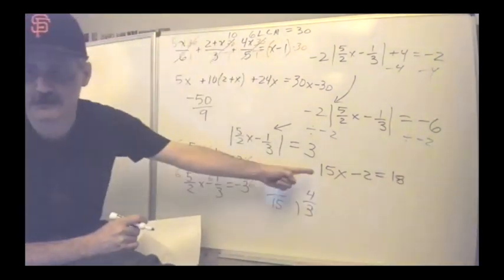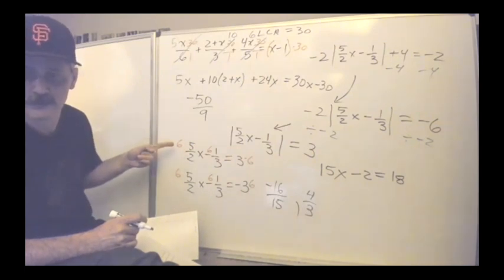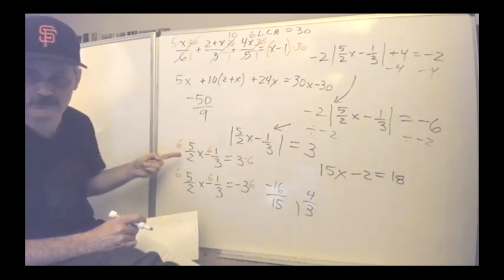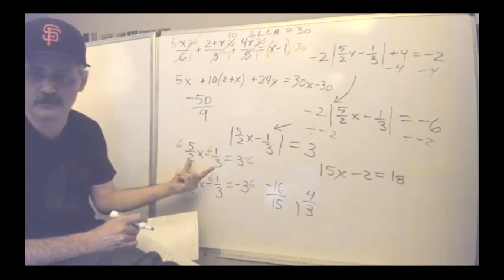All right, now that's a lot easier to solve. This might be hard for you. That's why multiplying to cancel the denominators is helpful. We don't have to deal with these fractions. And so we're just using the least common multiple of 2 and 3, which is 6.